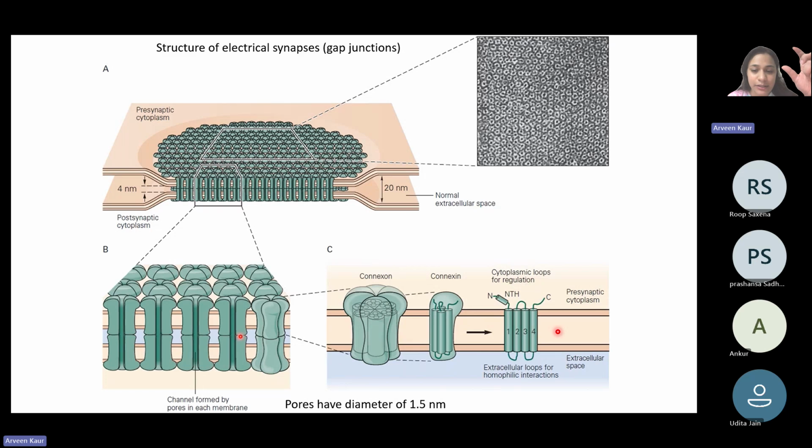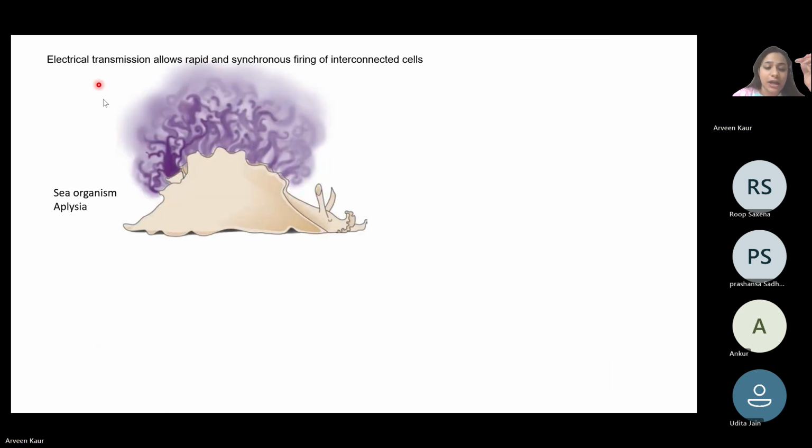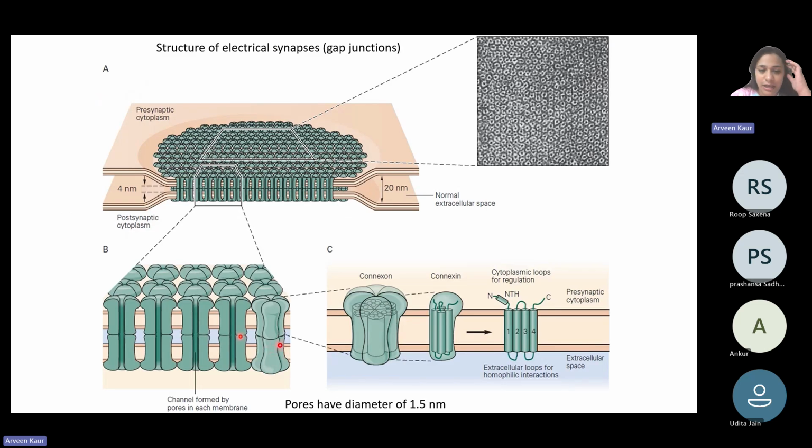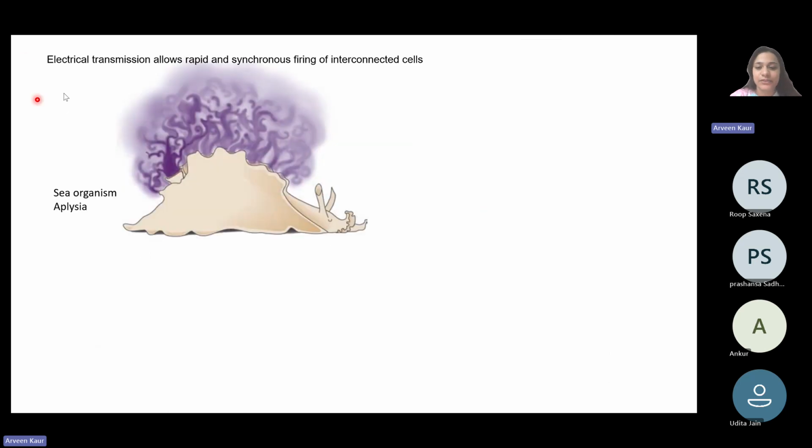They basically have extracellular loops for homophilic interactions, and transmembrane proteins also. And they have cytoplasmic loops for regulation also, right? The question last time was, in this electrical synapse, how many of these connexins are actually present? So there are 6 and 6, 12 of these connexins present. How many connexons are present? 2 of these connexons are present, right? So those kinds of questions can be asked.